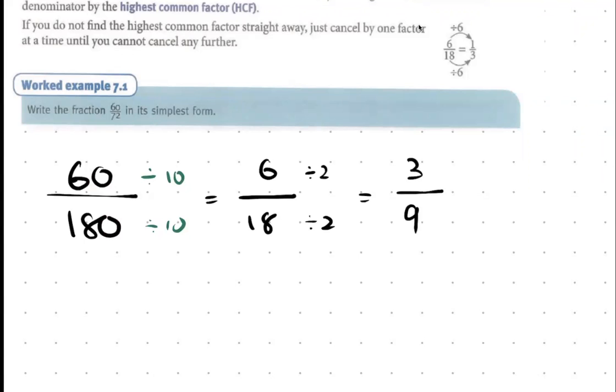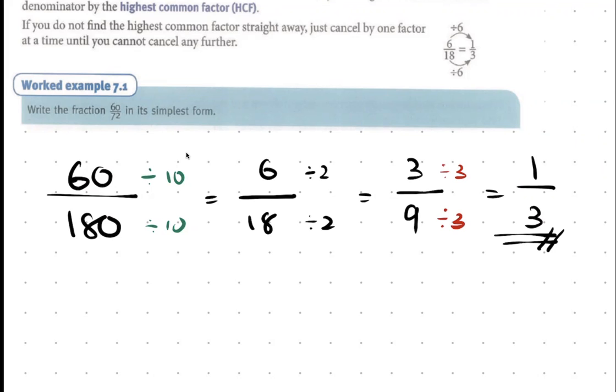It's like, okay, both look like a multiple of 3. Then I also divide by 3, divide by 3. Then I get my answer at the end, which is 1 over 3. Slow and steady steps, and then you will get it. Not necessary to use your highest common factor.